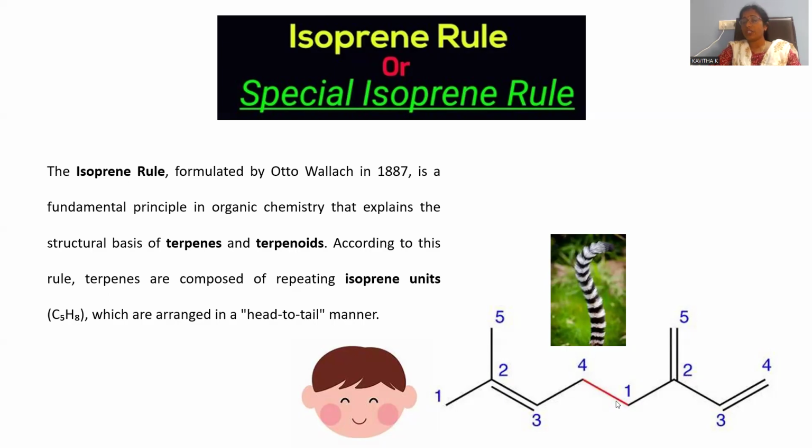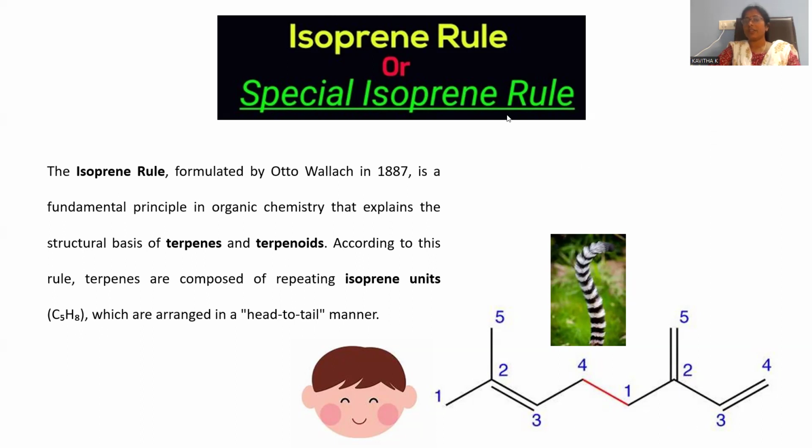Again, the tail should combine with the first carbon of another isoprene unit. This is the way the combination proceeds, so that however long you want to extend, to that extent it is possible to lengthen the chain of these polyisoprene units. But the condition will be the head-to-tail manner. Head to tail manner will be there.